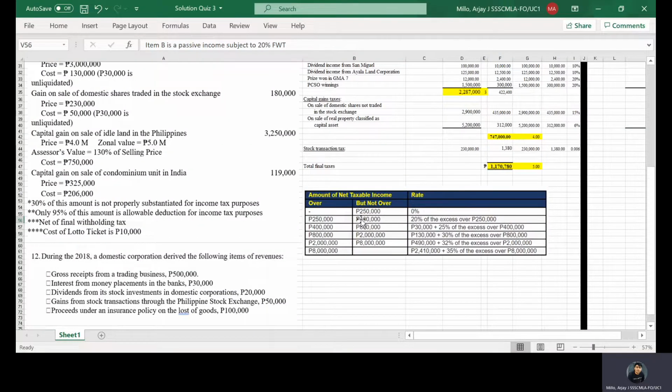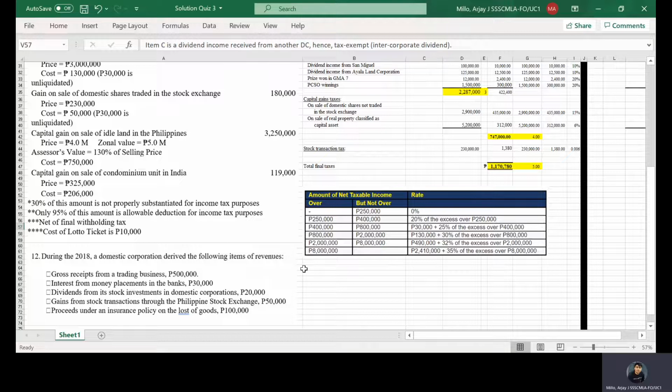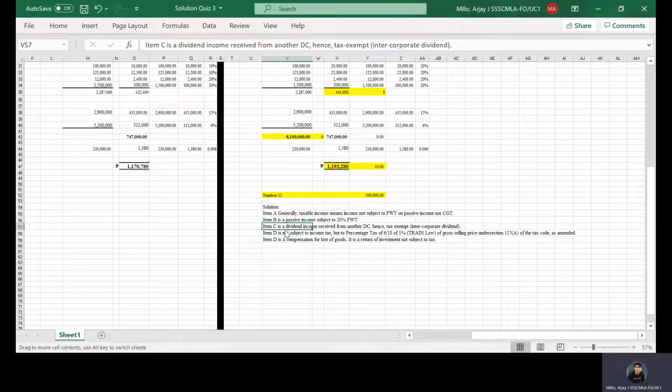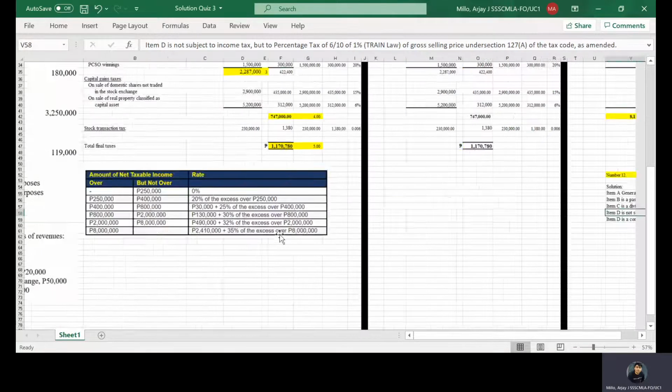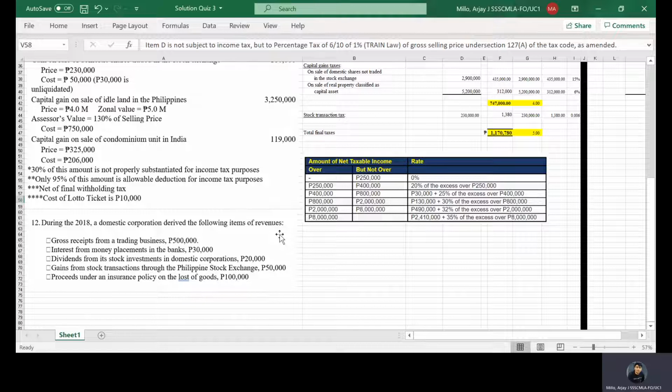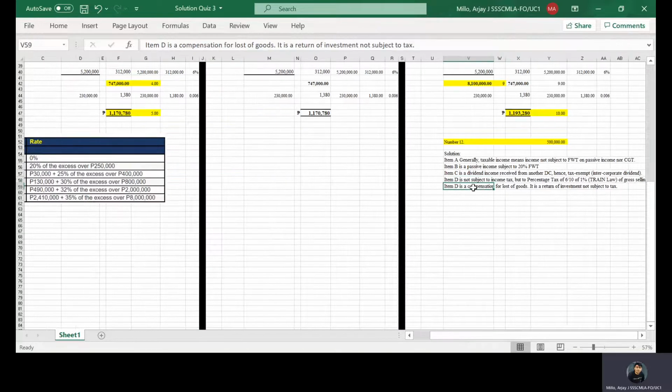Item C, dividend from stock investments in a domestic corporation. Dividend income received from another domestic corporation is exempt. This is what we call intercorporate dividend. Then item D, gains from stock transaction through the Philippine Stock Exchange. Item D is not subject to income tax but to percentage tax, that is 6/10 of 1% of the gross selling price. And then the last one, the proceeds under an insurance policy on loss of goods. Since it only replaces the loss of goods, technically that is just return of capital, so it is not taxable income. So that is excluded too. So the answer in number 12 is 500,000.